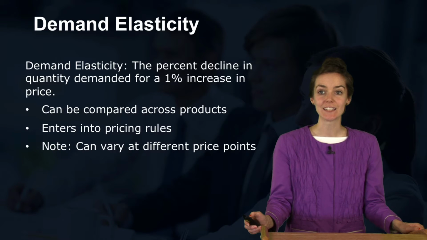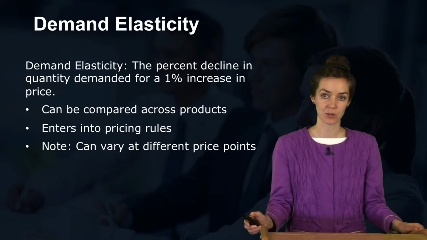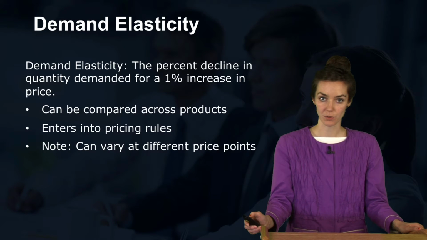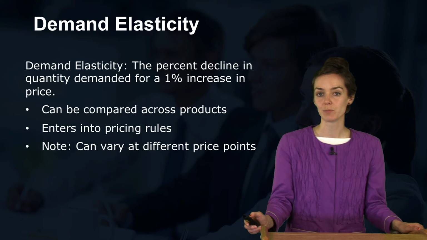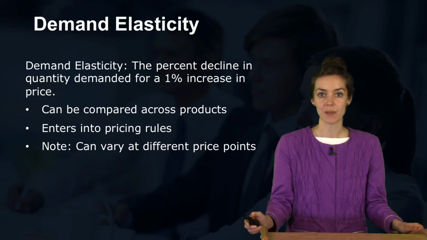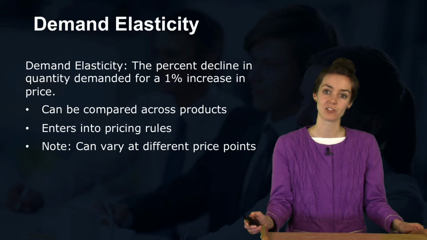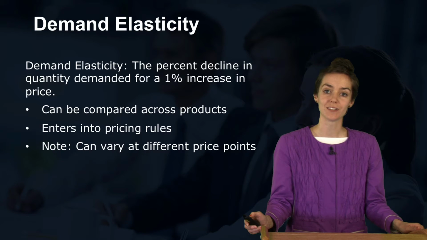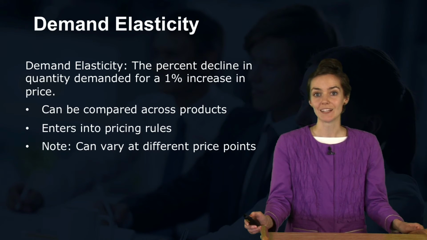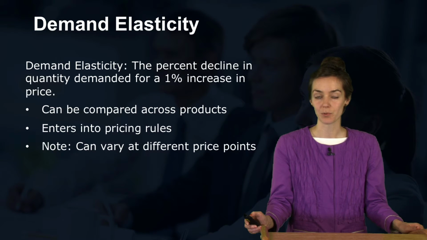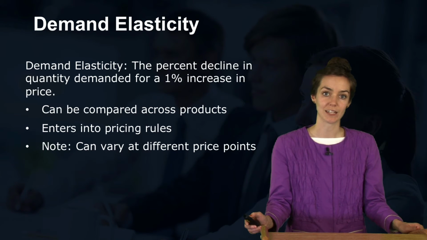Demand elasticity is the percent decline in quantity demanded for a 1% increase in price. In other words, if we increase price by 1%, how will quantity demanded respond to that increase? This is useful because we can compare across products, because we're not comparing unit change, we're comparing percent change. It is also useful because it enters into a number of pricing rules. But note that demand elasticity varies depending on the price that you are evaluating it at.